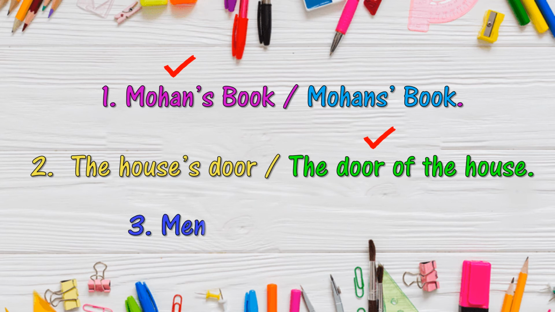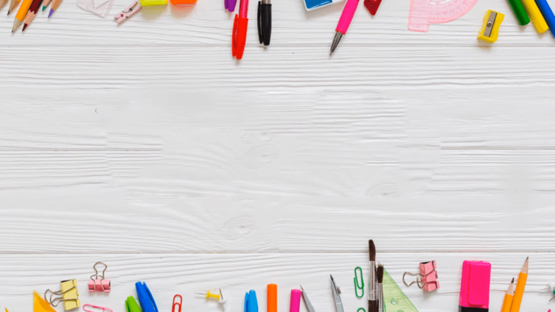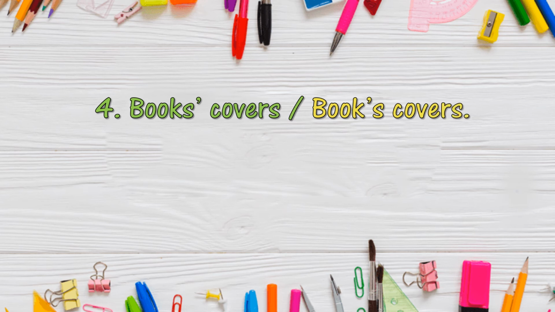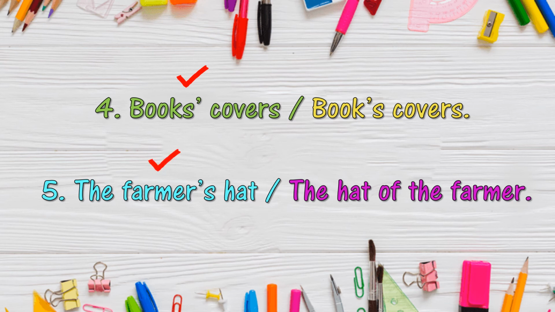Let's take the third one. Men's hats or mens' hats. Here men is the plural form. So men's hats is correct. Then we take the fourth one. Books' covers or book's covers. So here covers is the plural form. So we take the first one, books' covers. Then the last one, the farmer's hat or the hat of the farmer. So the first one, the farmer's hat. Hat is a singular one. So it is right. Well done, children.